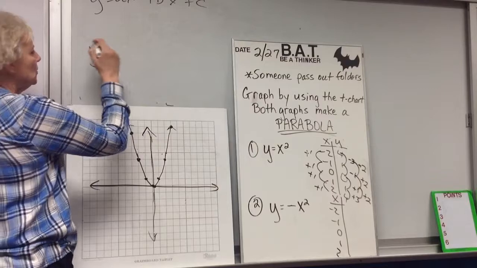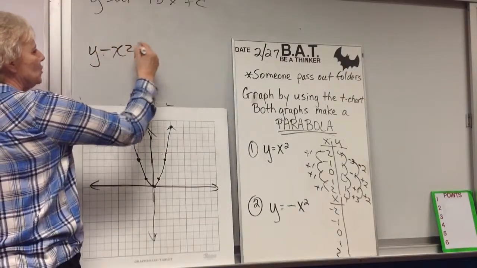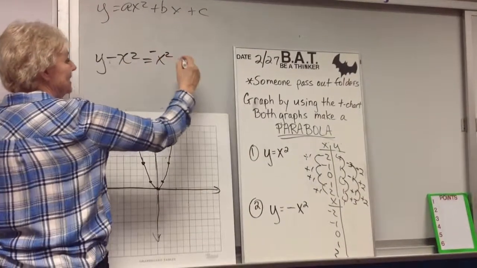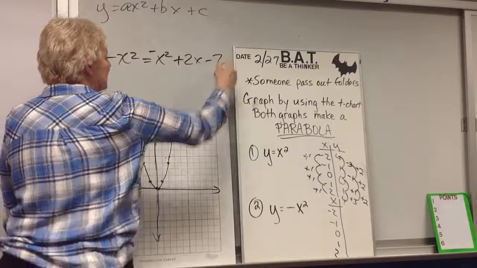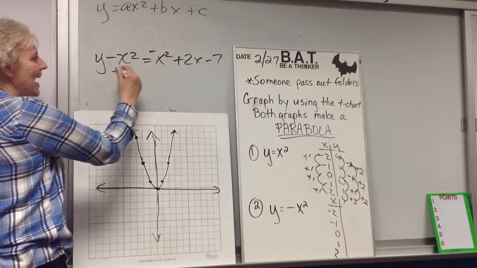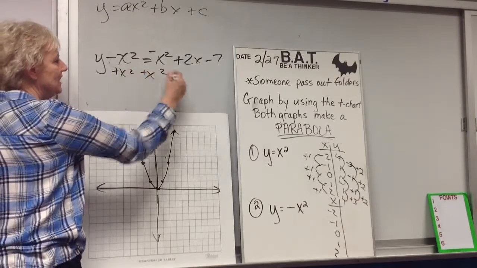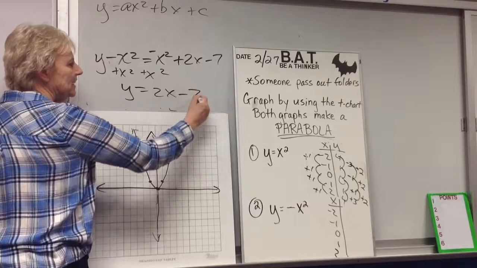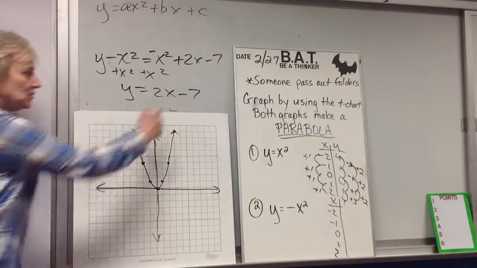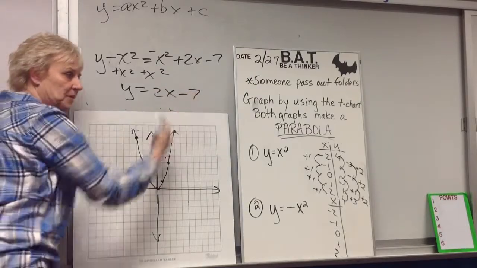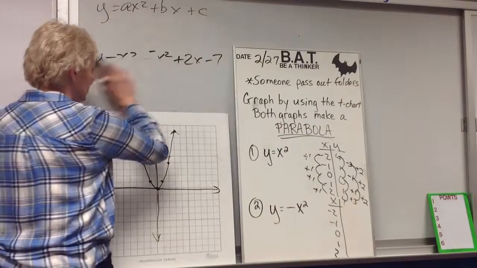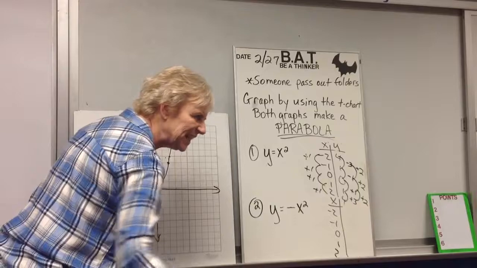Y minus x squared equals, let's make that negative x squared plus 2x minus 7. Is that quadratic? No. What's going to happen? When I add x squared to both sides, I get y equals 2x minus 7. That is a line. y equals mx plus b. Slope, remember? Y-intercept. Why don't you watch when I teach? Watching and listening go together.